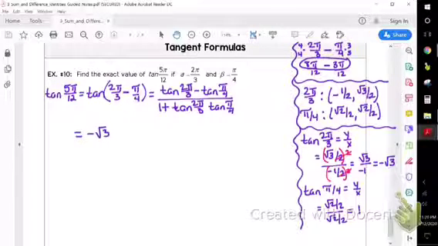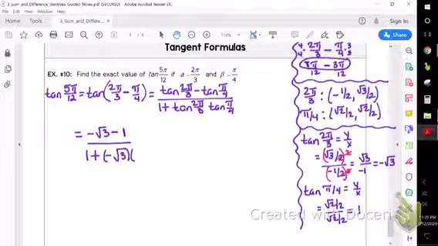And watch me on my signs here, guys. Every time I work this problem, I have to go back and correct myself on signs. So just be careful. Just watch them. So then our formula says minus tangent of pi over 4, which is 1, over 1 plus tangent of 2 pi over 3, so negative square root of 3, times tangent of pi over 4, which is 1.